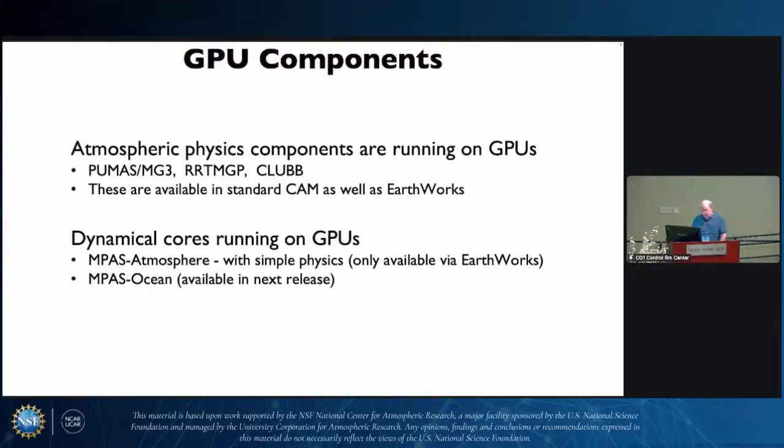We also have both the atmosphere and ocean dynamical cores running on GPUs. They're both MPAS, of course, MPAS atmosphere and MPAS ocean. For the atmosphere, we're only running on GPUs with simple physics, and that's only available through the EarthWorks repository. The MPAS ocean GPU version will be made available in our next release, but it's running now.